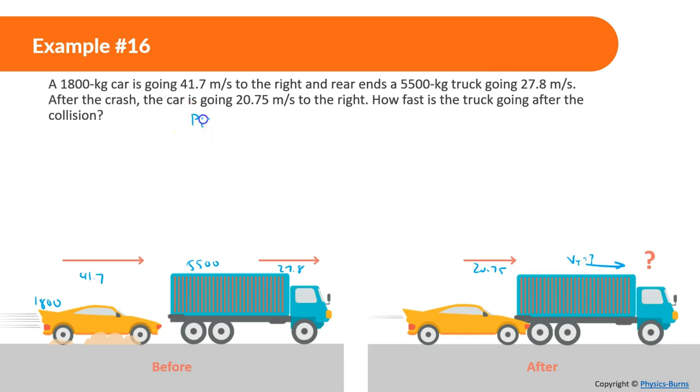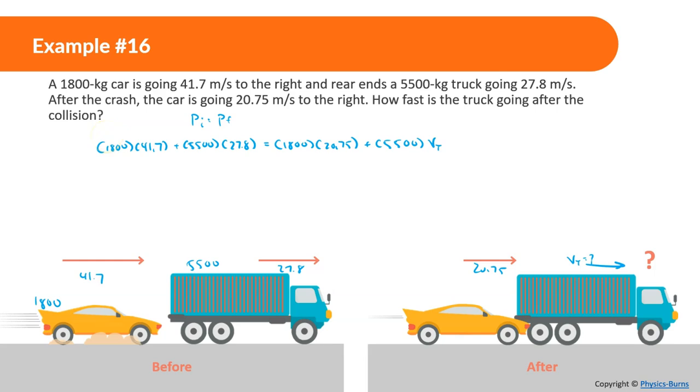Okay, so we're going to do the same thing we've always been doing. We could do it differently, but this is the most simple way. We could do it with kinetic energy, but that's a little bit more complicated. So we're going to do 1800 times 41.7 plus 5500 times 27.8. And then after the collision, we have the 1800 kilogram car going 20.75. And we have the truck, which is 5500, but we don't know what the velocity of the truck is after. So let's do some math.